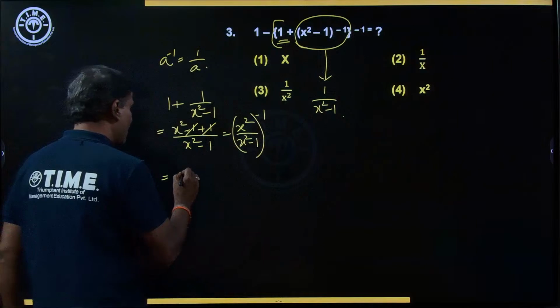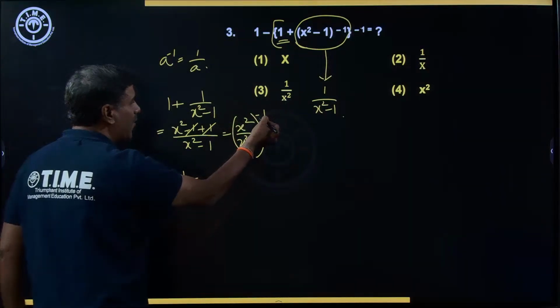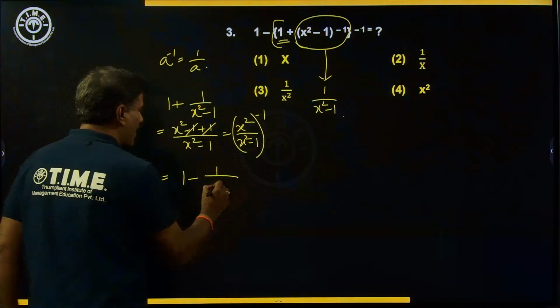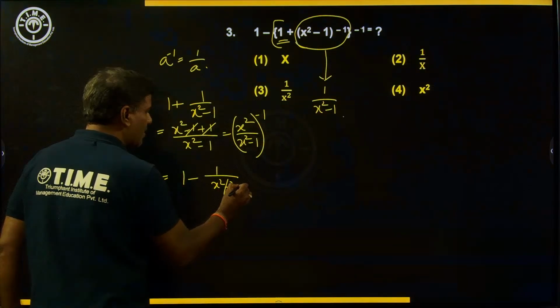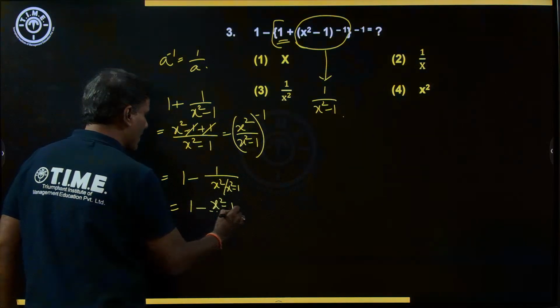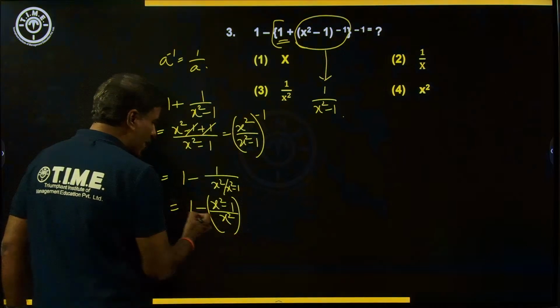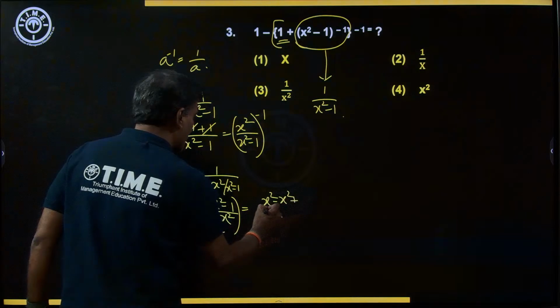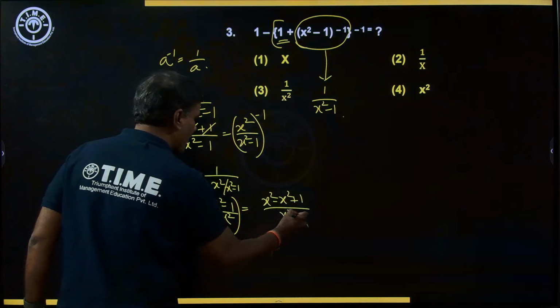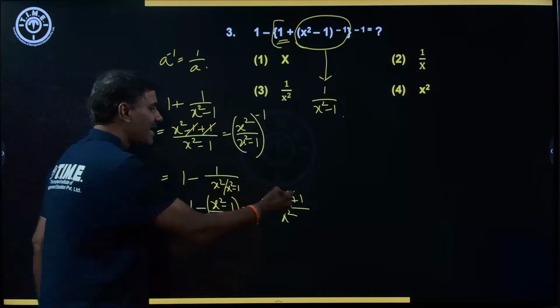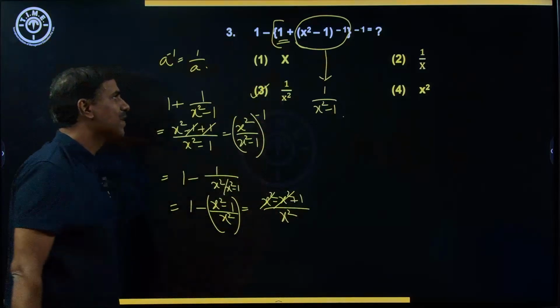So what we understand then, 1 minus this, is again in the form of a power -1. So 1 by a we can write. 1 by a will become what? 1 by x square by x square minus 1. So x square minus 1 will go to the numerator now. So 1 minus (x square minus 1) by x square will be left. Again taking the LCM, 1 into x square minus x square minus into minus plus 1 by x square will be left with. So if we cancel, what will be left? 1 by x square. So the answer for this question should be choice 3.